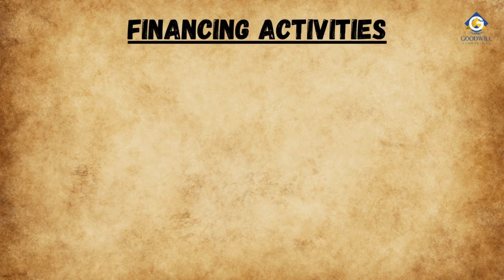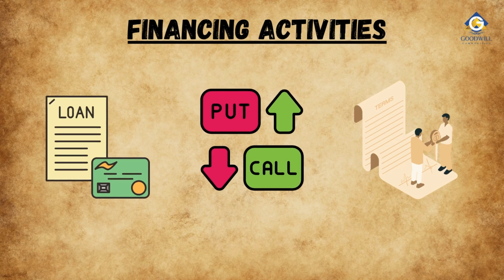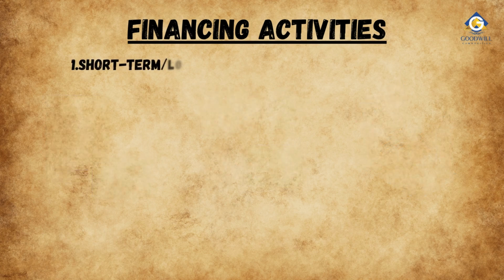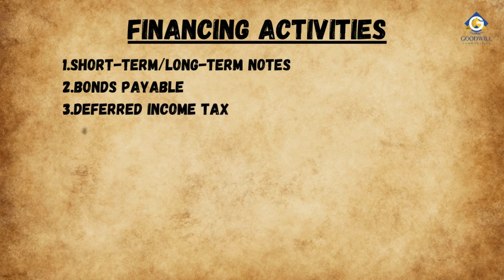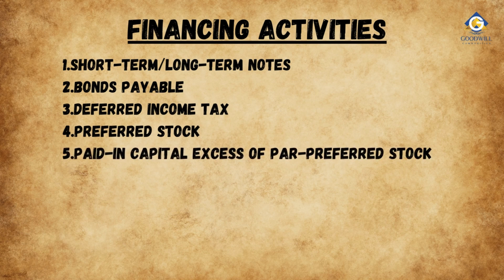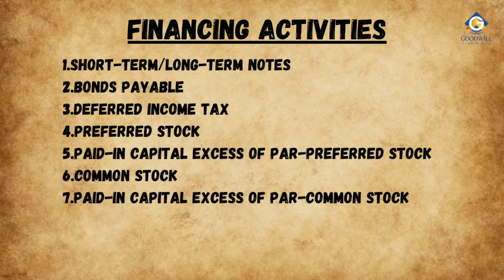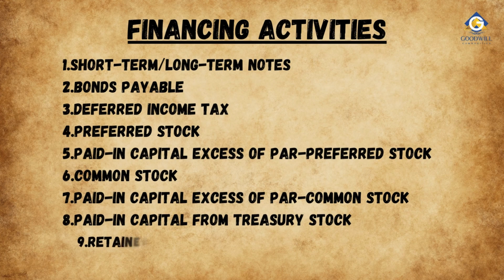Financing activities. Any changes in loans, stock options, debt, long-term borrowing are reflected in the financing activities. These financing activities can include 1. Short-term, long-term notes. 2. Bonds payable. 3. Deferred income tax. 4. Preferred stock. 5. Paid-in capital excess of par preferred stock. 6. Common stock. 7. Paid-in capital excess of par common stock. 8. Paid-in capital from treasury stock. 9. Retained earnings. 10. Treasury stock.